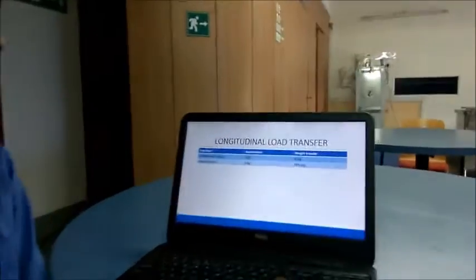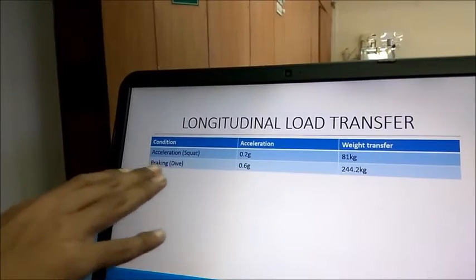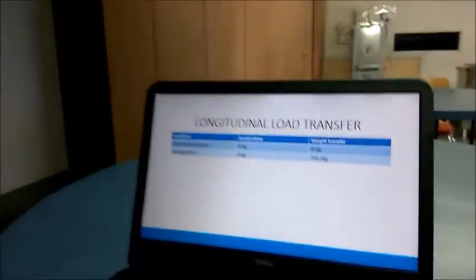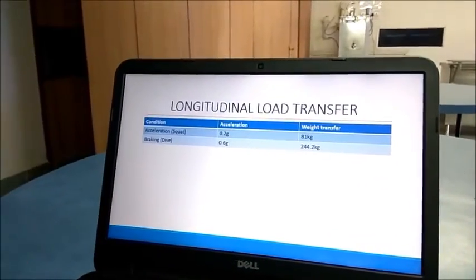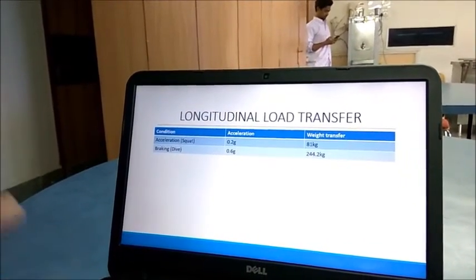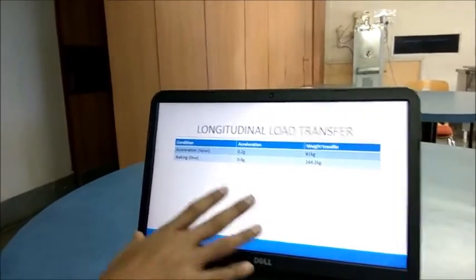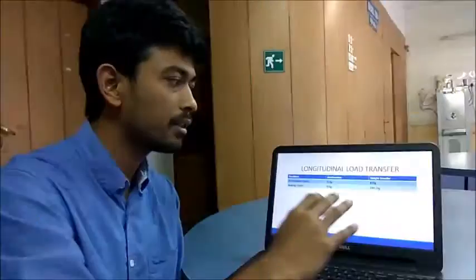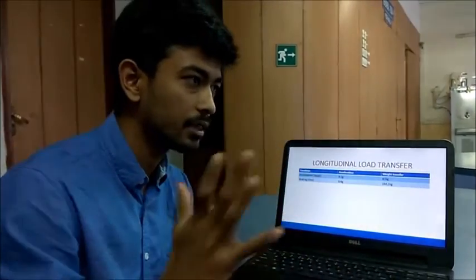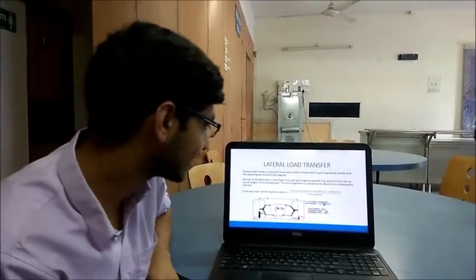We have also calculated certain values, keeping in mind it is a Suzuki Swift. During acceleration, from the 0 to 100 km per hour value of time we get a 0.2 g acceleration rate, and we find that there is an 81 kg weight transfer during acceleration towards the rear wheels. Similarly, during braking, for maximum braking condition we get around 5 to 6 meter per second square deceleration rate, and hence we have assumed 0.6 g of deceleration, and there is a 244 kg weight transfer towards the front wheels. And this is longitudinal weight transfer, which means that there is a weight transfer towards the front or towards the rear axle during motion. From longitudinal load transfer, we are coming to lateral load transfer.